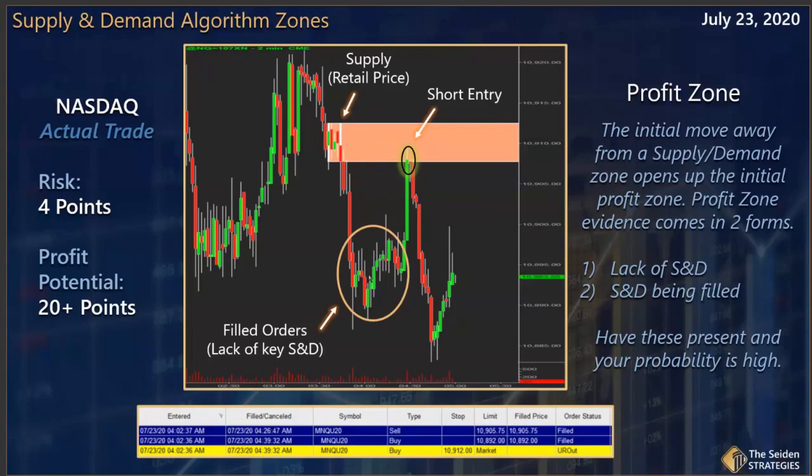Next, what about this over here? What does this picture represent? Again, orders being filled. Therefore, the next time price goes through this area, notice it goes through very, very easy and very quickly. Does everybody see that?